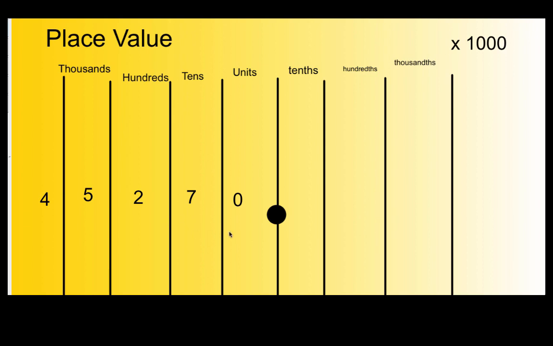Time for you to have a go. Thank you very much. Okay, so it's your go now. I want you to times 4.8 by 10. Because it's by 10, you're going to move it up one place in the place value chart. You have a go now.